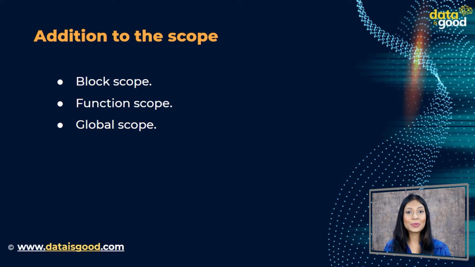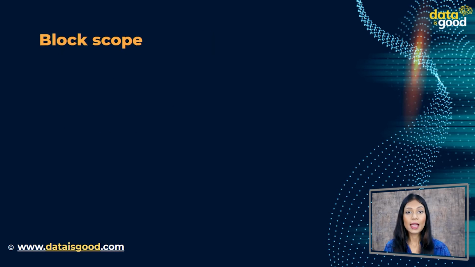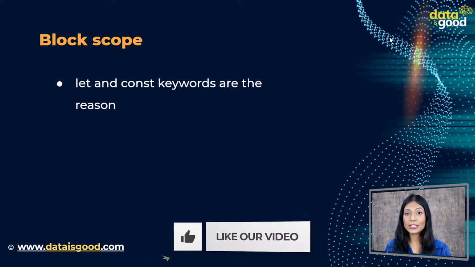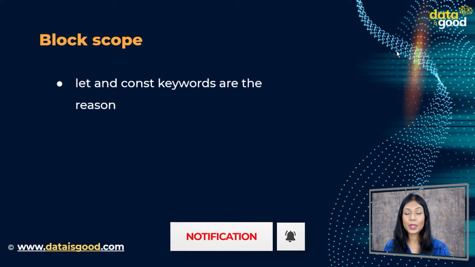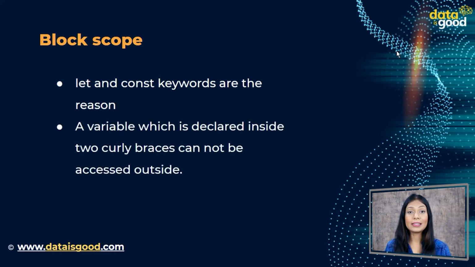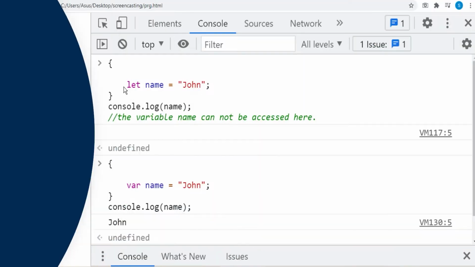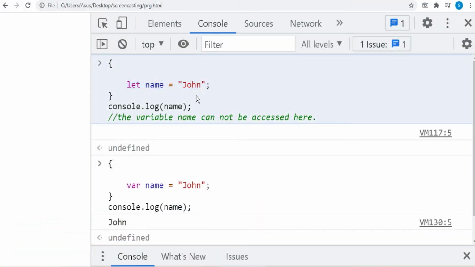Now let us get into our first type of scope, that is the block scope. As we discussed earlier, let and const keywords are the reason for the block scope addition. When we declare a variable inside two curly braces, we cannot access it outside. For example, let name = John. The variable name cannot be accessed here. In this example, we cannot access the name variable outside the scope.